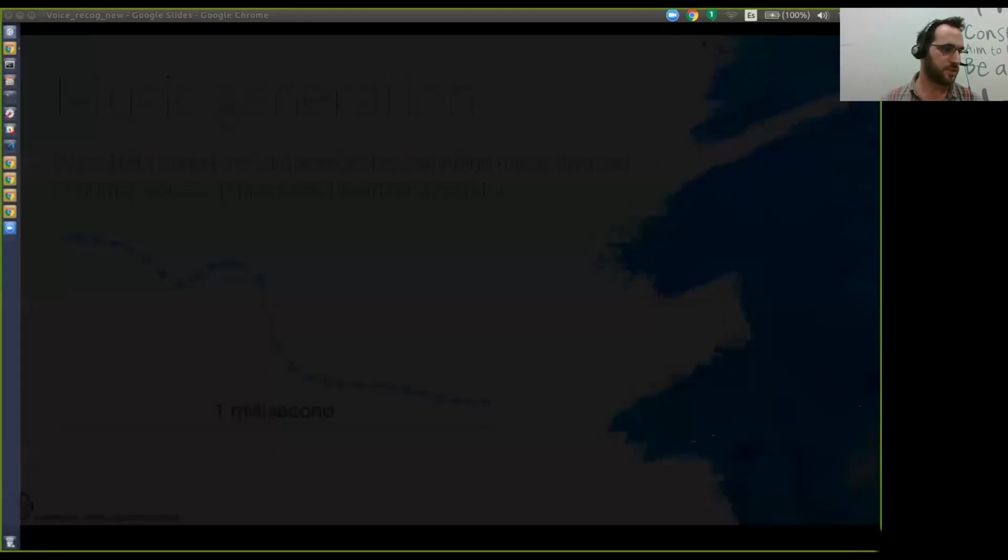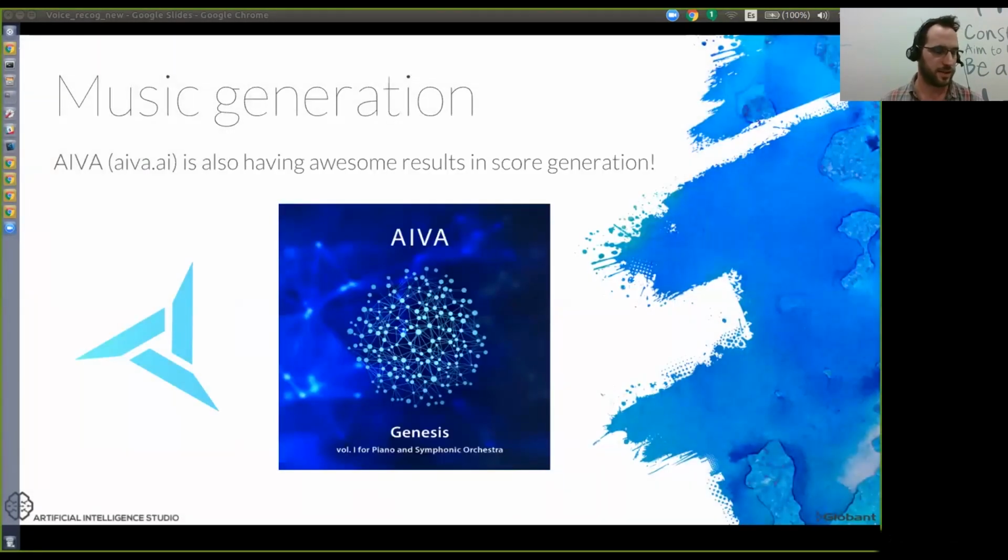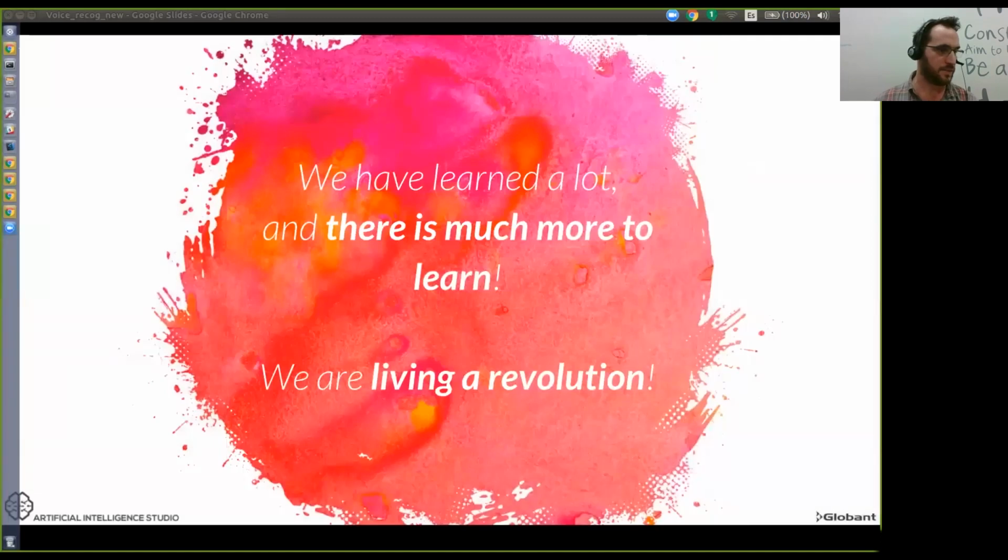Well, music generation, this is not especially useful for business right now, unless you can create something useful. And there is a lot to learn.